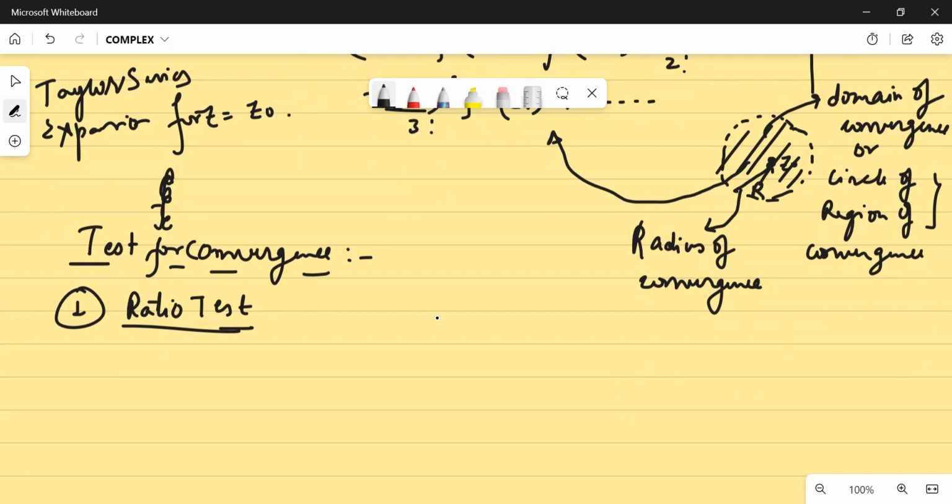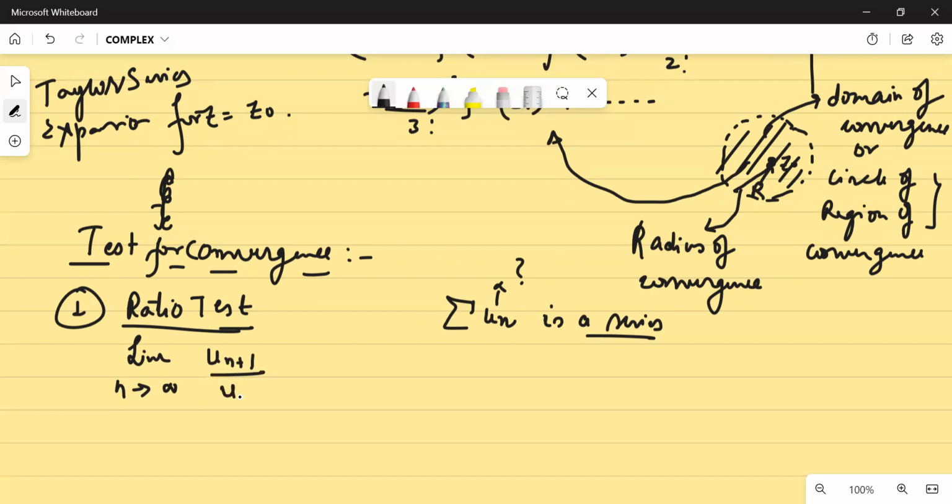If I say my series is of this sort, summation un, and if I'm supposed to find the radius of convergence for this series, what am I supposed to do? I'm just supposed to do this operation and find what the limit is. Let's say the limit is L. If my limit L is less than 1, then my series is convergent.